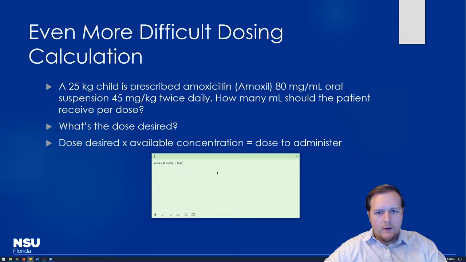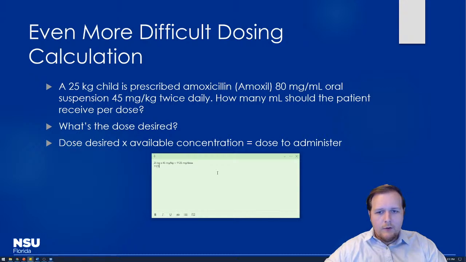So I should be getting 1125 milligrams per dose that they're going to be getting there, right? So 1125 milligrams per dose. That's good to know. Now I need to figure out how to convert that over into the number of mLs they're going to need to get that dose, right?